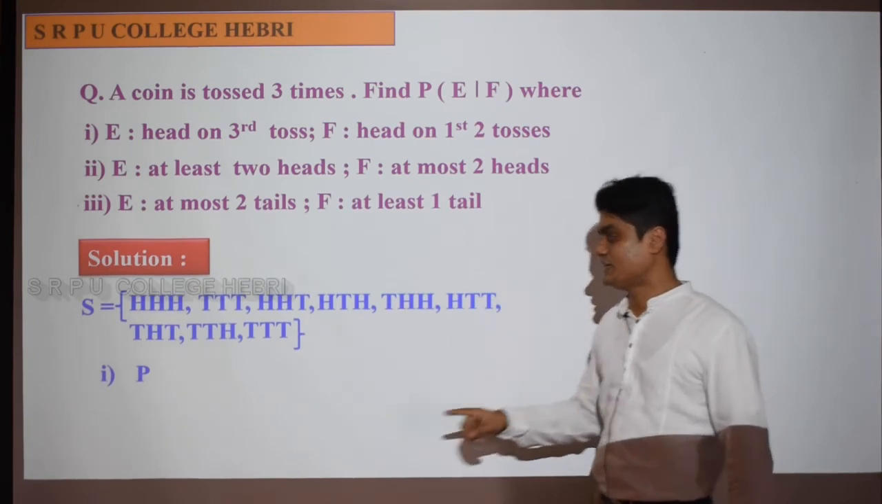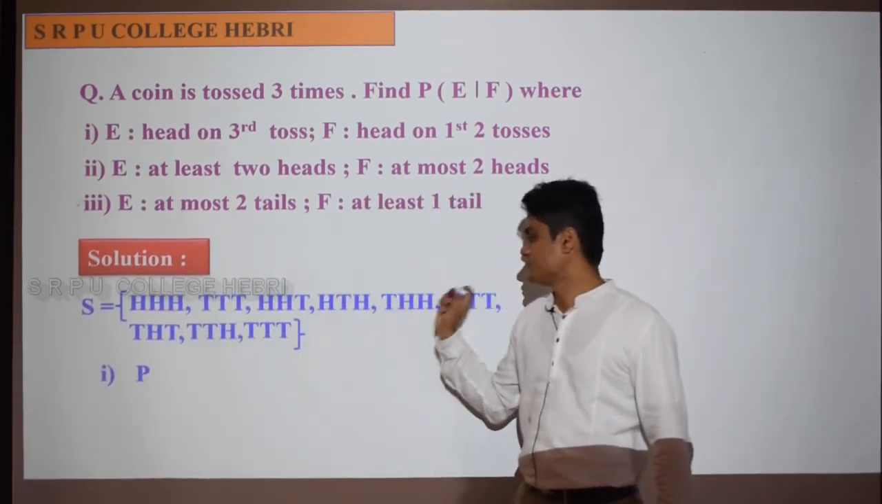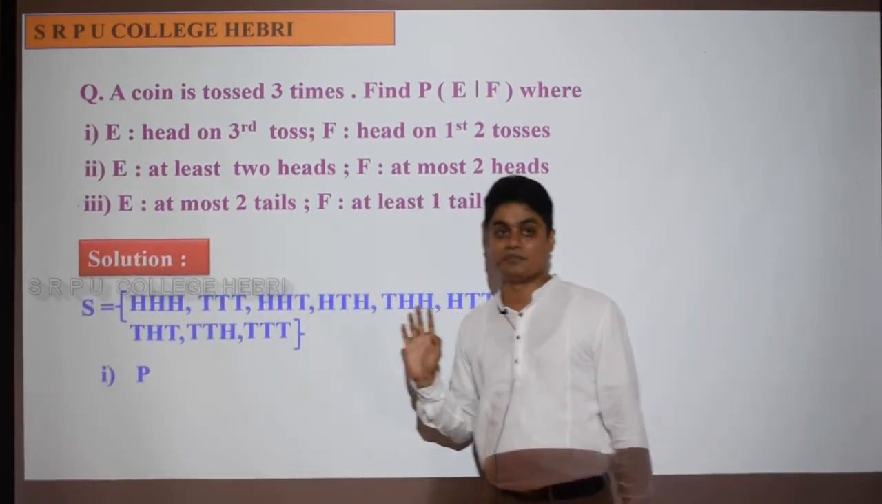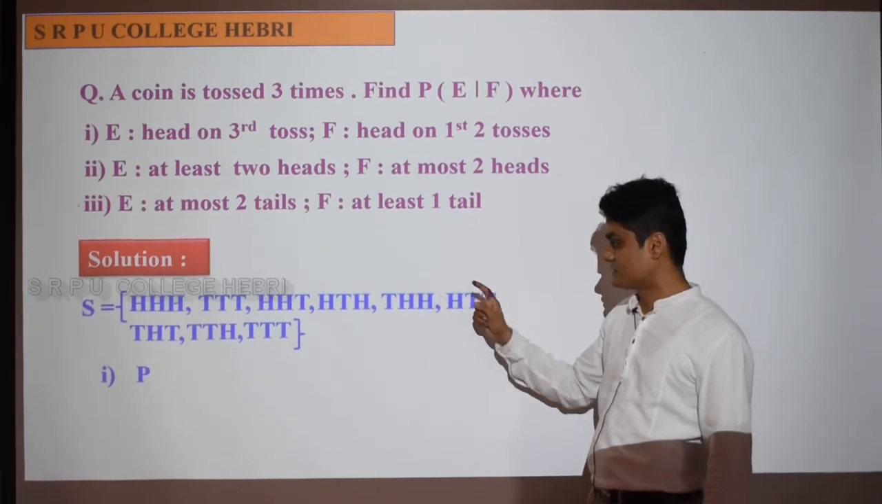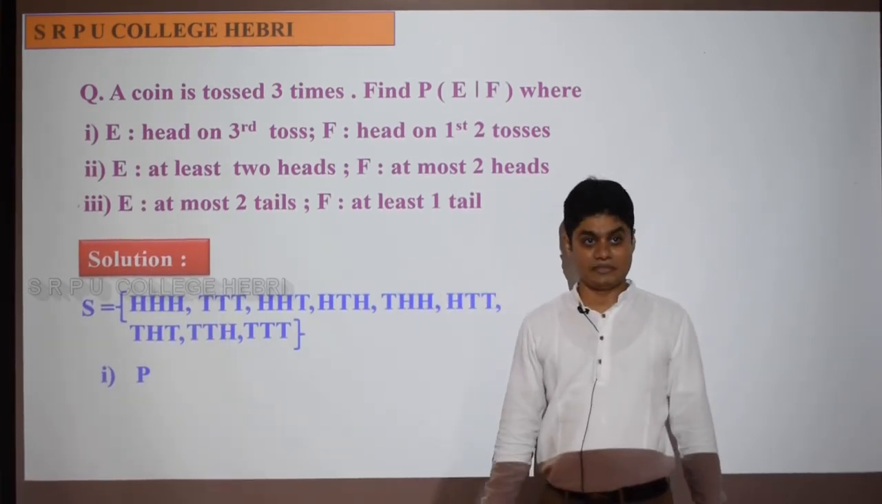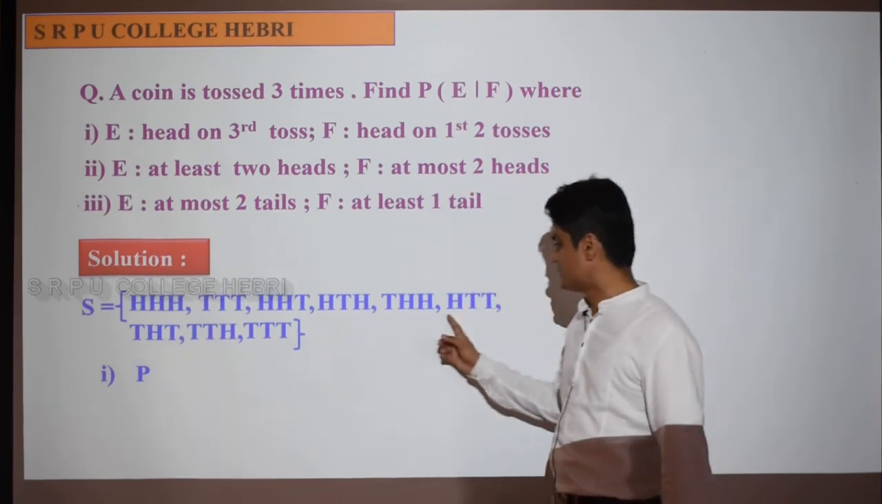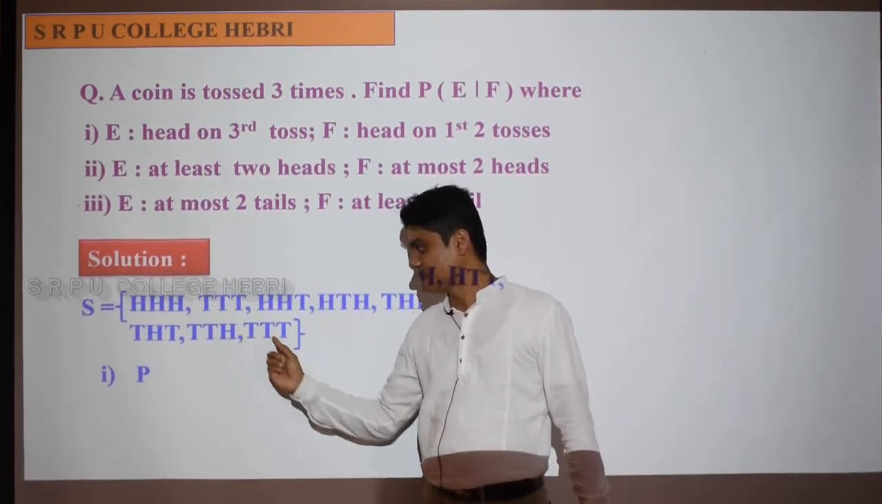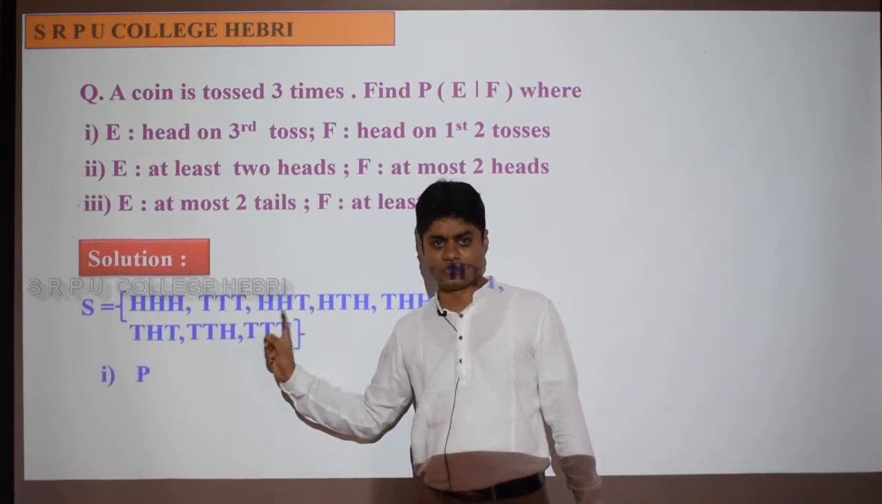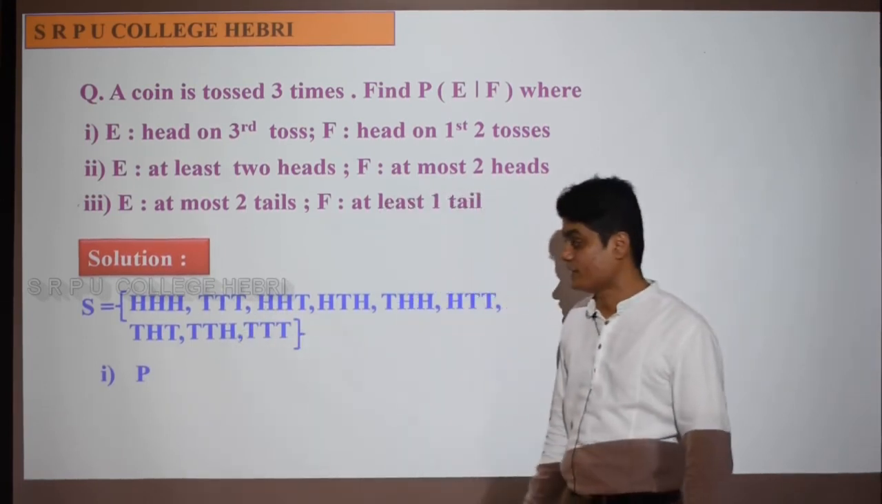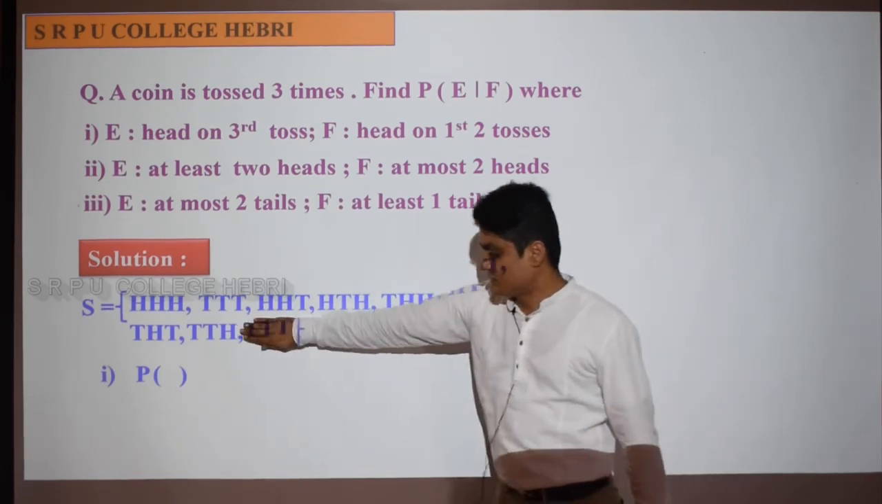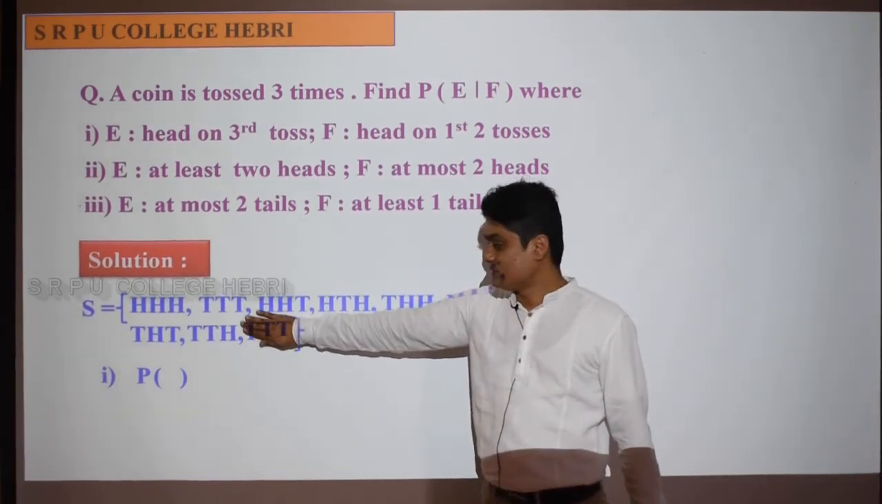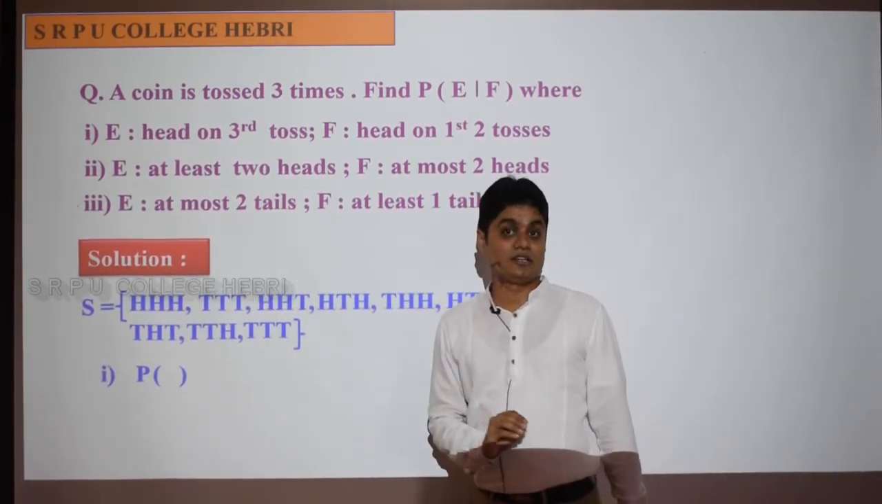How many outcomes are there? 1 2 3 4 5 6 7 8 9 outcomes are there. Everything is done, right. H T. Sorry, 8 outcomes. This is repeated twice, so remove once. Once removed, only 8 outcomes, not 9 outcomes. So please delete this one. Outcomes are 8, not 9.